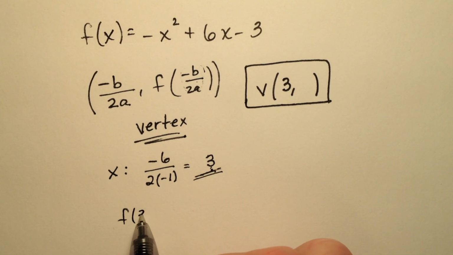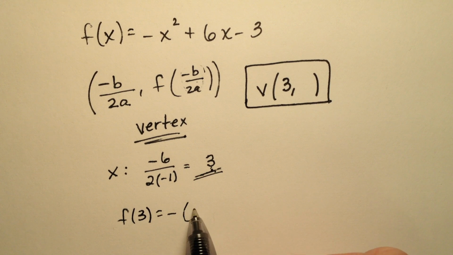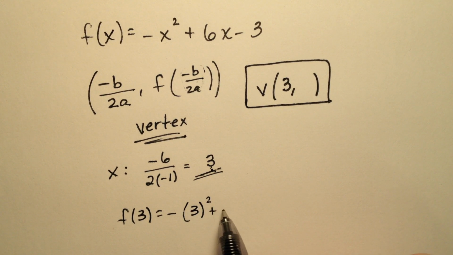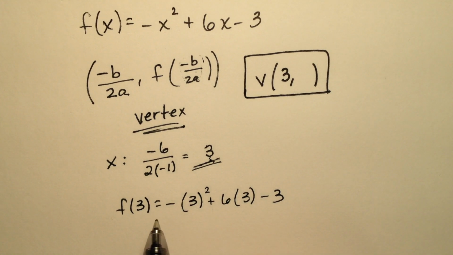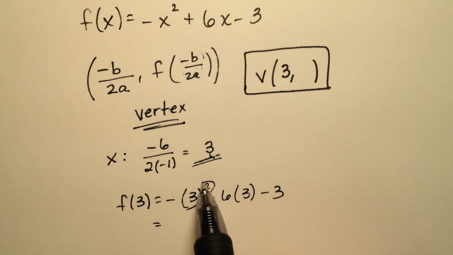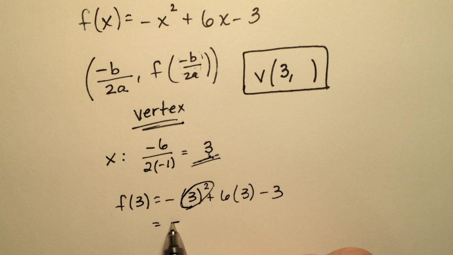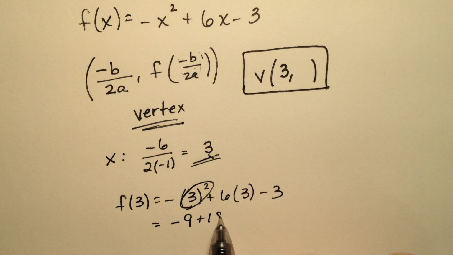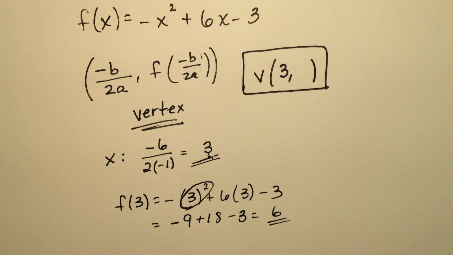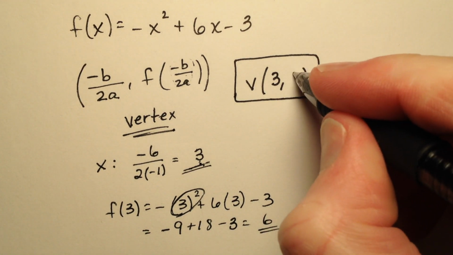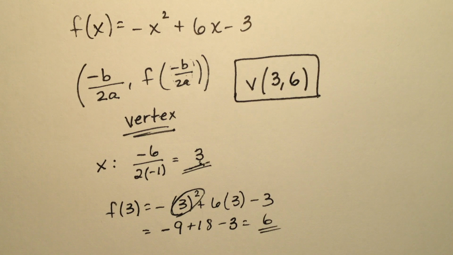So f of 3 equals the opposite of 3 squared plus 6 times 3 minus 3. So that's going to be 3 squared is 9, but it's the opposite of 9, plus 18 is 9, minus 3 makes 6. So my ordered pair here is (3, 6). So this is my vertex.